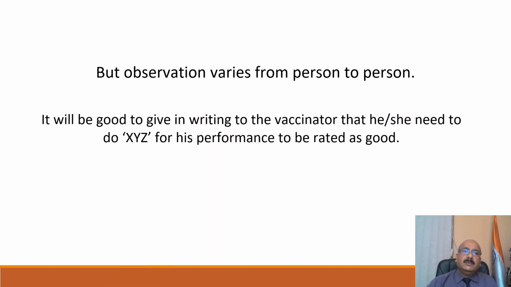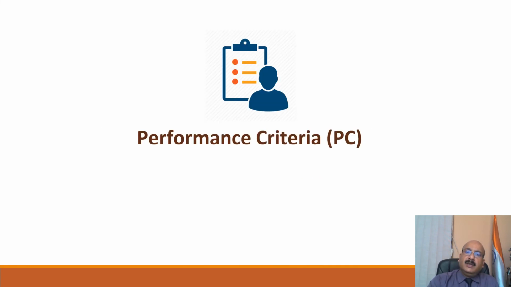This is the reason it will be good to give in writing to the vaccinator that he or she needs to do XYZ for his performance to be rated as good. And this XYZ is basically the performance criteria. So the National Occupational Standards describe the functions, the elements of functions, and the performance criteria which is required or expected from the person.